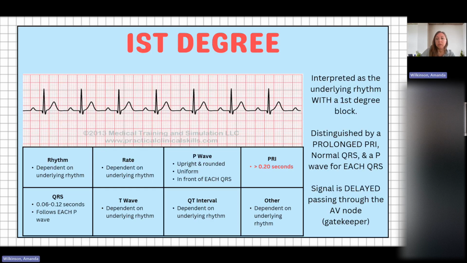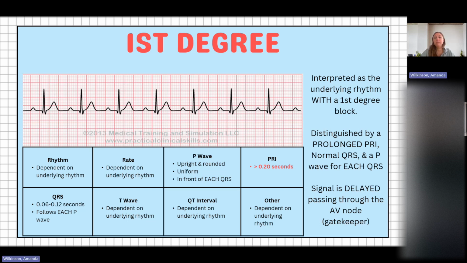So here's what it actually looks like on a rhythm strip. You'll notice that this is interpreted as the underlying rhythm, whether it's sinus or otherwise, with a first degree AV block added on. So the hallmark is that every P wave is followed by a QRS. The QRS is narrow and the PR interval is prolonged. So this is over the 0.20 seconds here. You can see the P waves are upright, uniform, and consistently in front of each QRS.